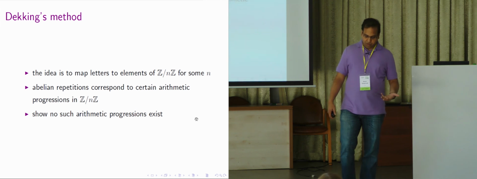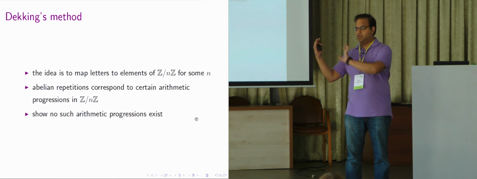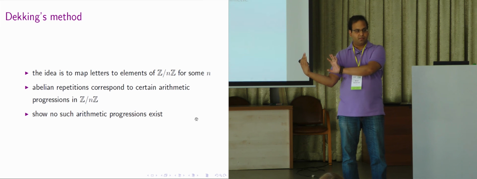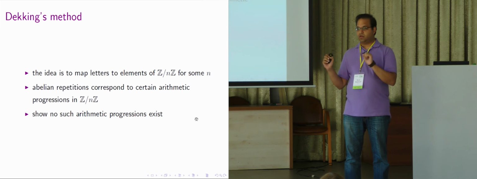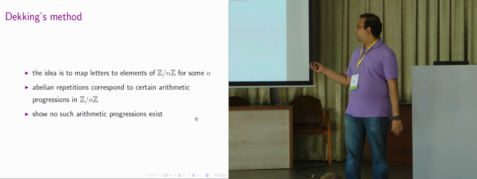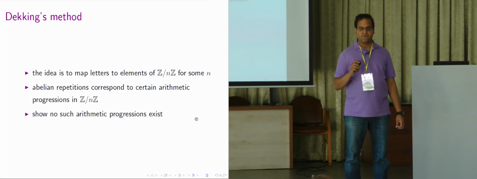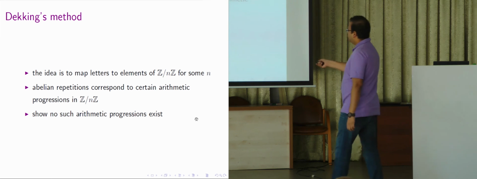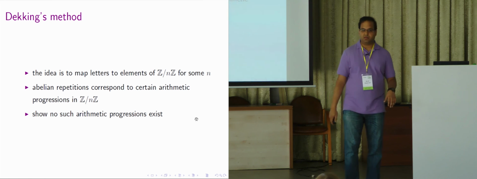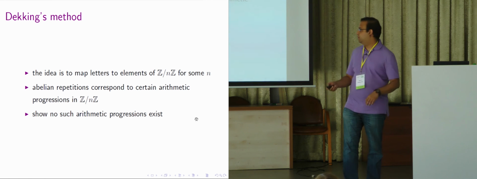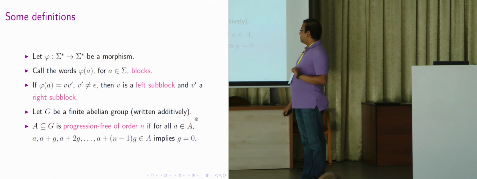The main idea of the proof is to come up with some kind of map from words into some finite abelian group in such a way that abelian repetitions correspond to an arithmetic progression in this abelian group. And then we show that in fact these arithmetic progressions don't exist. Okay, so that's the idea. We need some technical stuff.